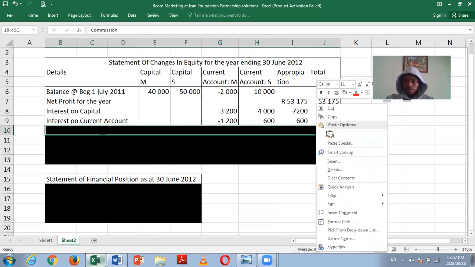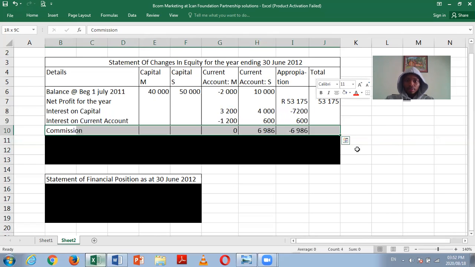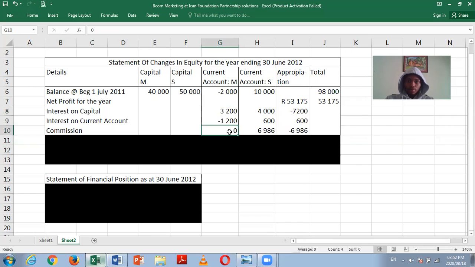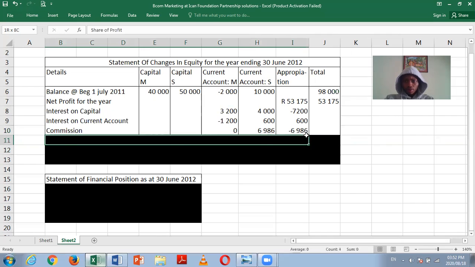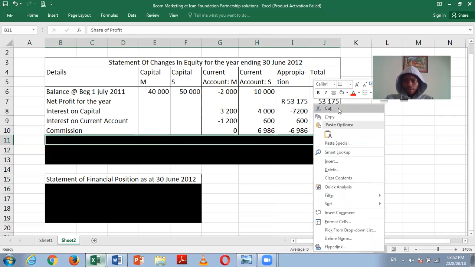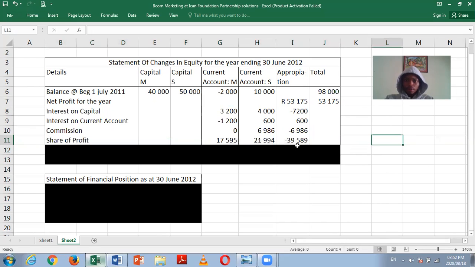We had a commission, right? So partner S received a commission. So you just say 0 for partner M because it didn't affect partner M, and then partner S. So the fact that he earned, it's going to be a positive amount. And then on the side of the partnership, they need to pay partner S that 6,986. So that's why it's negative, right? And then what do we have? A share of profits, right? So the fact that now we are sharing a profit on the current account, it's positive, but on the partnership, the fact that now that money was distributed or was shared to the partner, it's going to be negative.